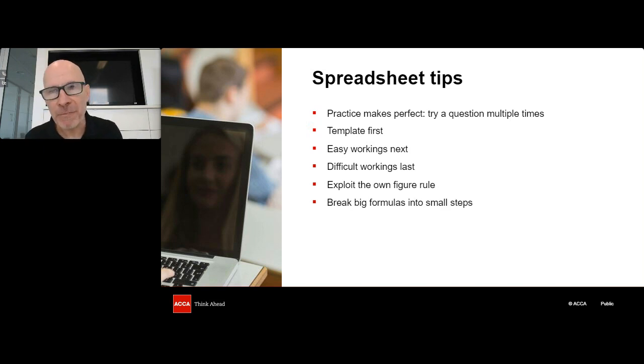When you have big formulas, let's say you're doing a multi-product cost volume profit chart, don't try to pack that whole thing into one cell. The bigger your formula, the more likely it is you're going to have an error. So whenever it's possible, break it step by step. You are more likely to get own figure rule when the markers can follow what you're doing. You're less likely to have a mistake.